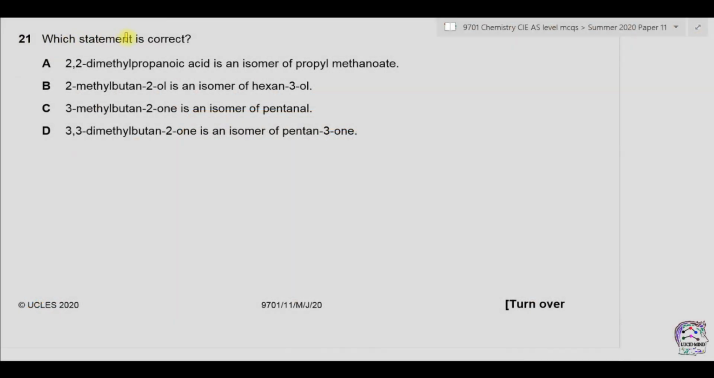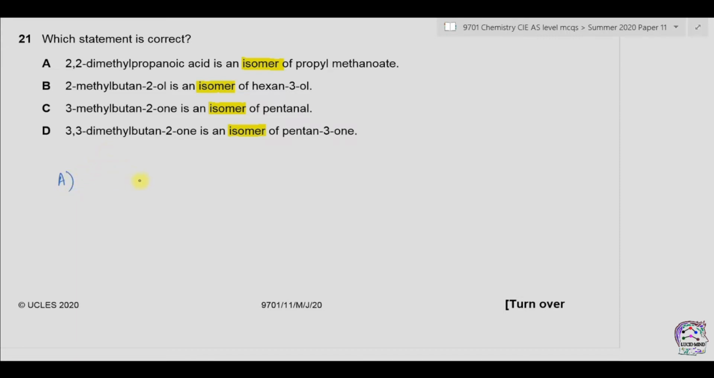Question 21. Which statement is correct? 2,2-dimethylpropanoic acid is an isomer of propyl methanoate. 2-methyl-butane-2-ol is an isomer of hexane-3-ol. So this is the question about isomers. So just let's find out part A.